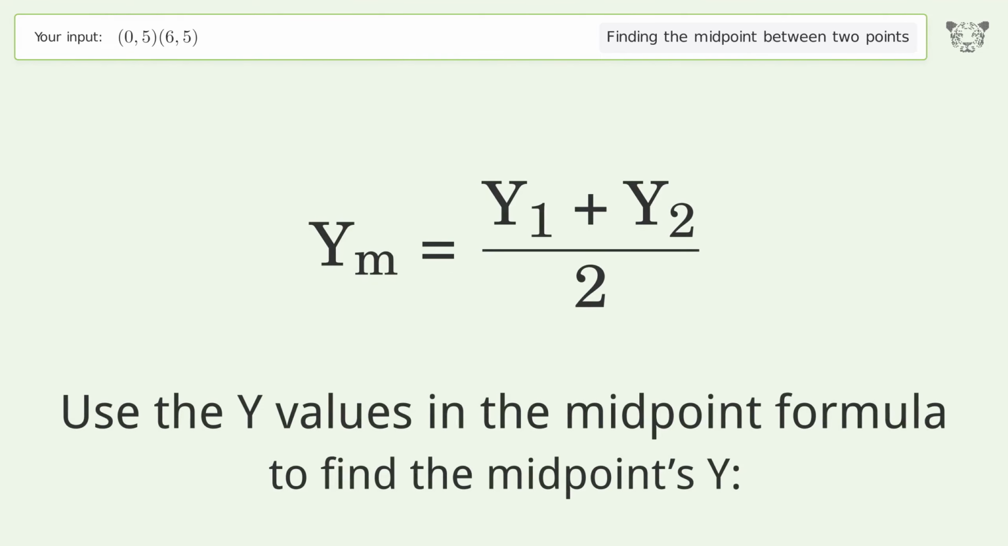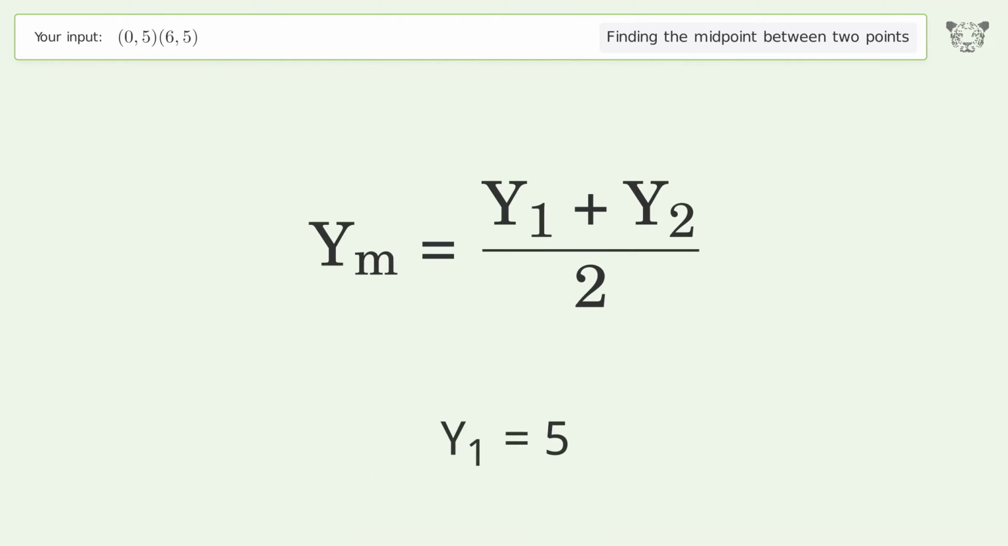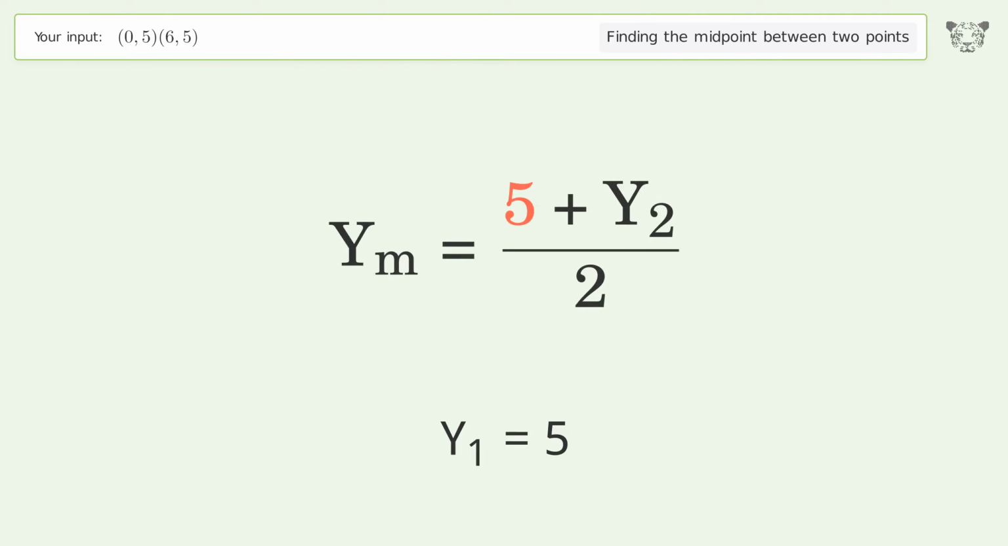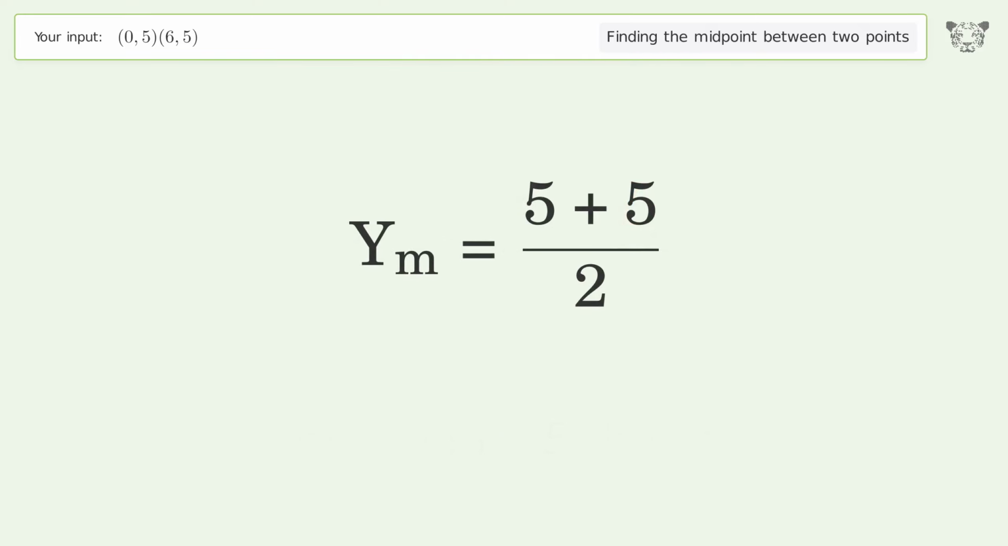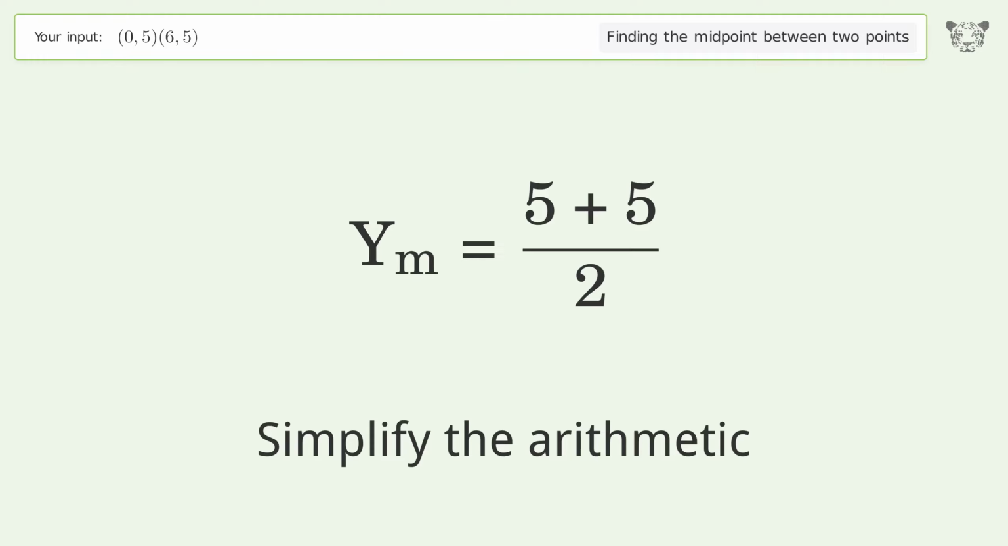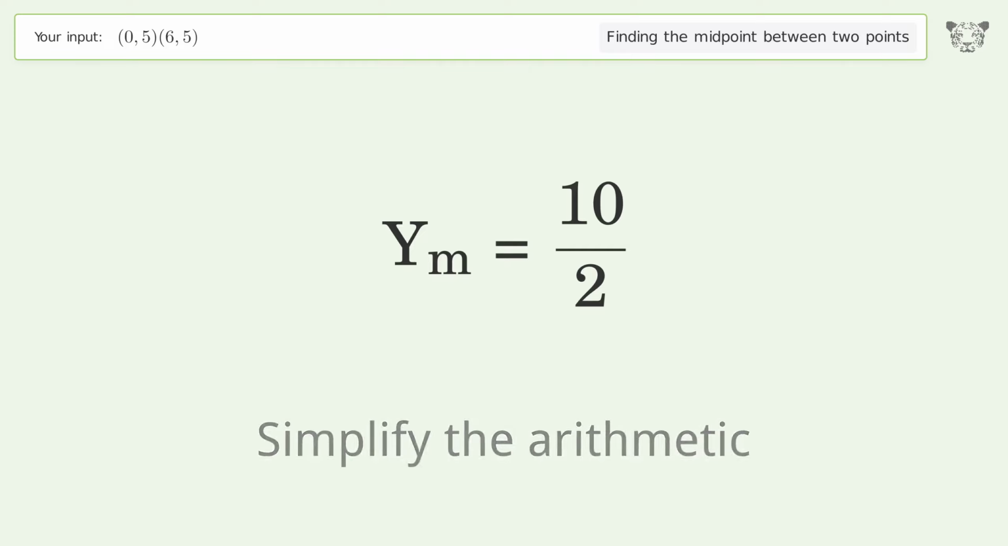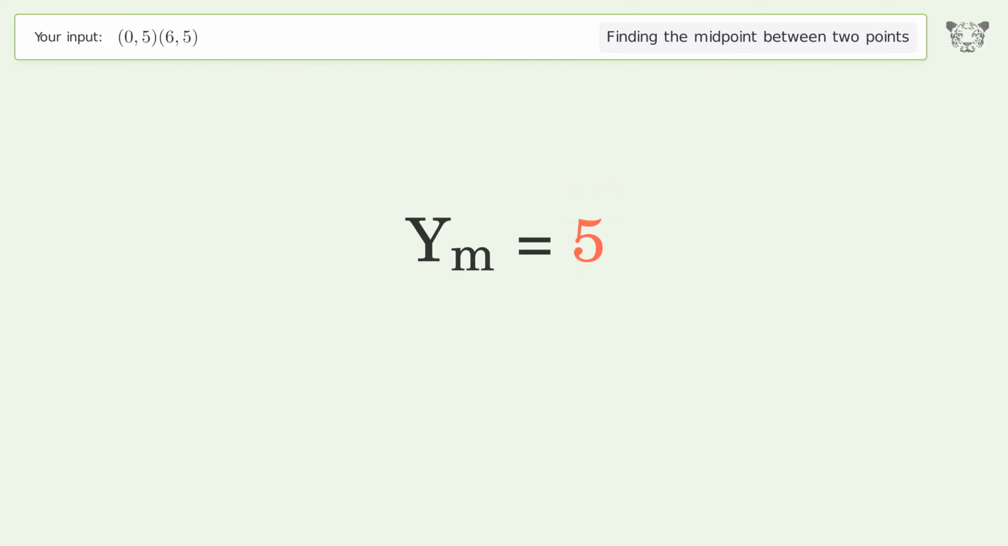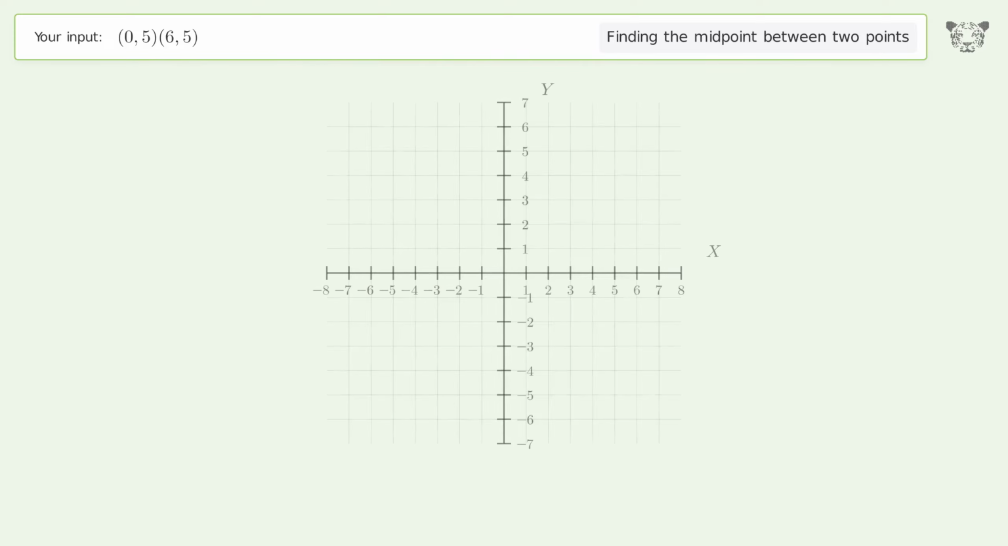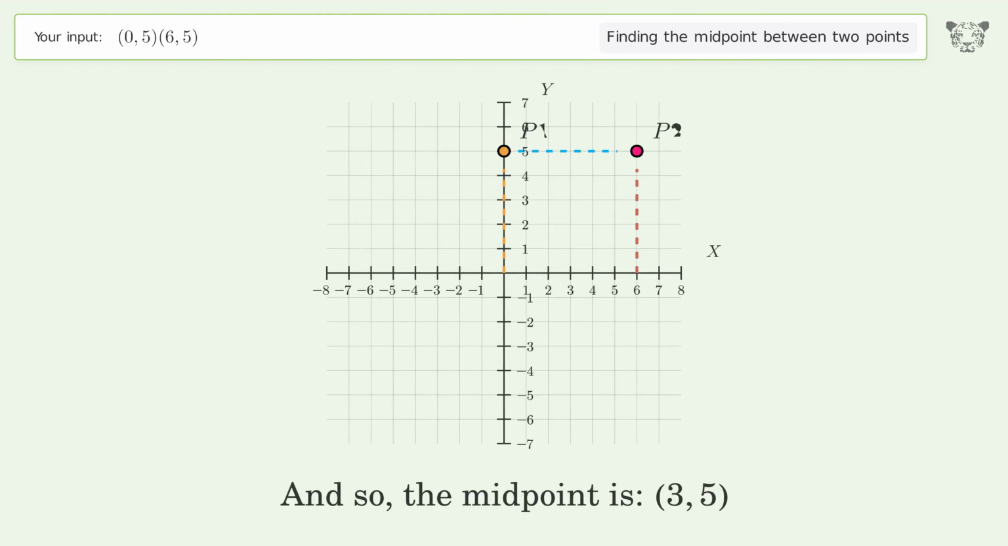Use the y values in the midpoint formula to find the midpoint's y. y1 equals 5. y2 equals 5. Simplify the arithmetic. And so, the midpoint is 3, 5.